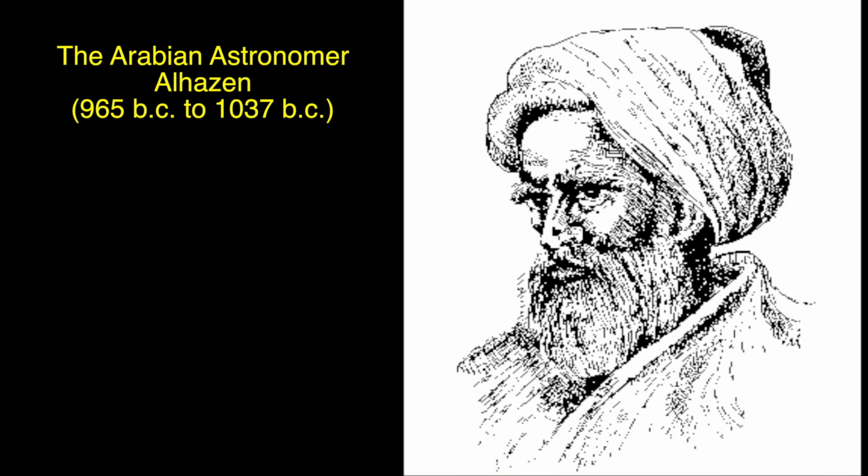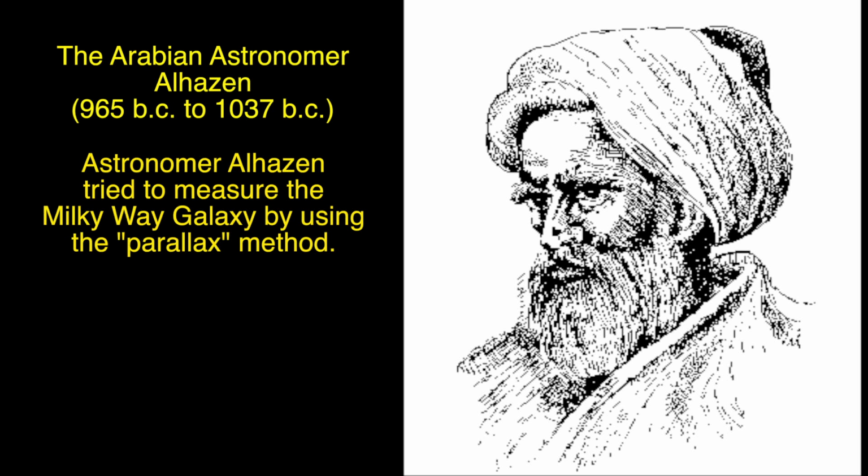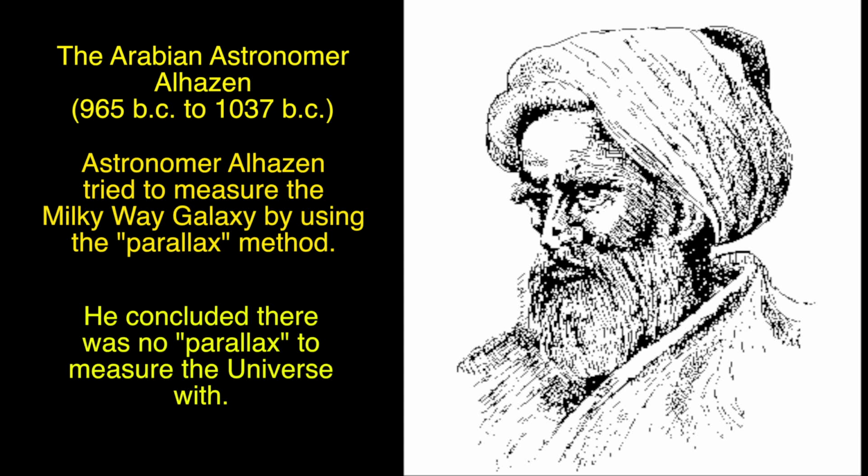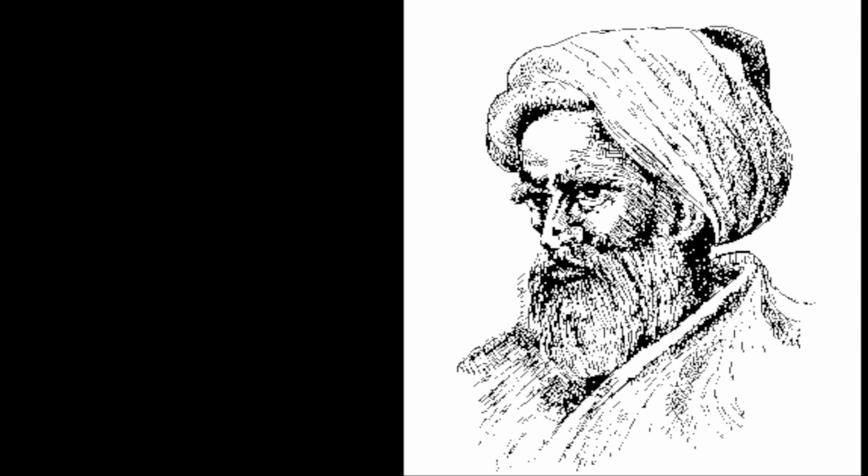The Arabian astronomer Alhazen, from 965 BC to 1037 BC. Astronomer Alhazen tried to measure the Milky Way galaxy by using the parallax method. He concluded that there was no parallax to the measure of the universe width.